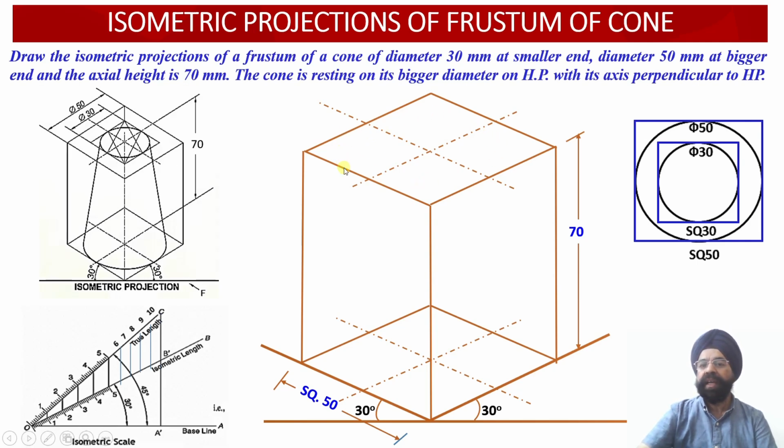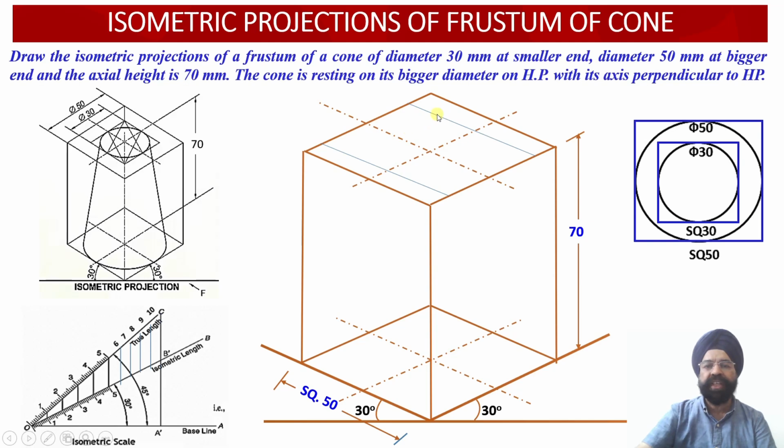So you see, the construction of the square of 50 millimeter at the top will become a guiding reference in order to obtain the square of 30 millimeter at the top. So you see what we are going to do with respect to this center. Now I have drawn two projection lines over here.